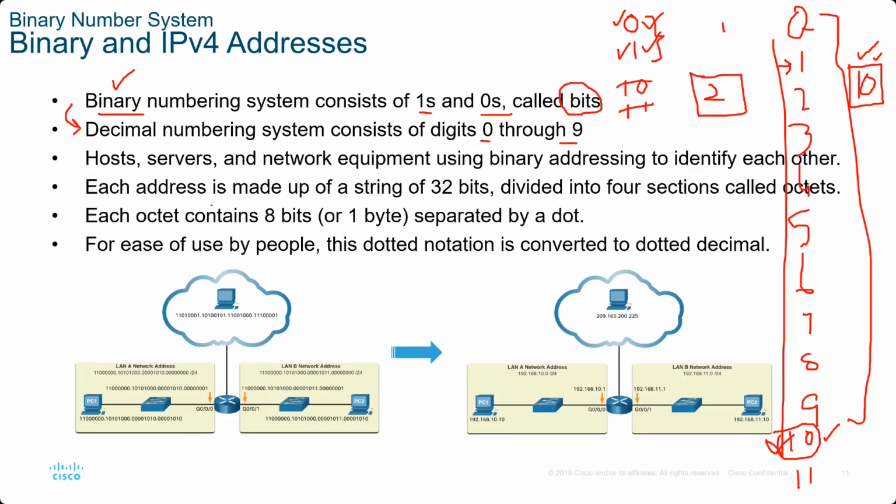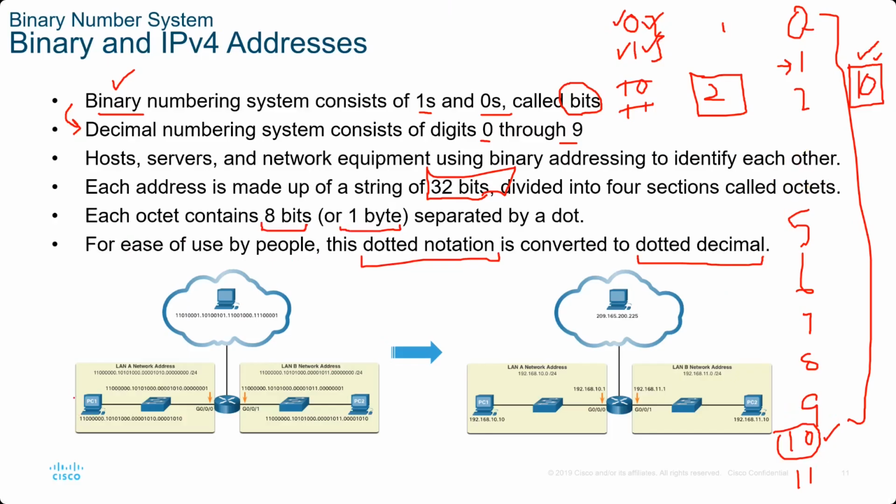So normally, if we talk about IP addresses, the IPv4 addresses specifically, they have 32 bits, which are divided into 4 sections called octets. Inside each octet, we have 8 bits, which are also called 1 byte, separated by a dot. Okay, so why do we do that? Well, for ease of use by people. This is also called dotted notation. It is converted to dotted decimal.